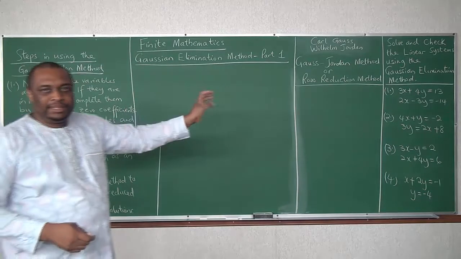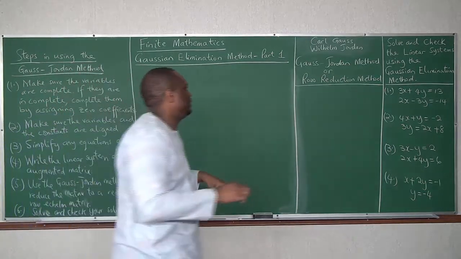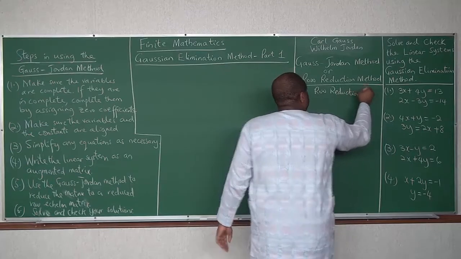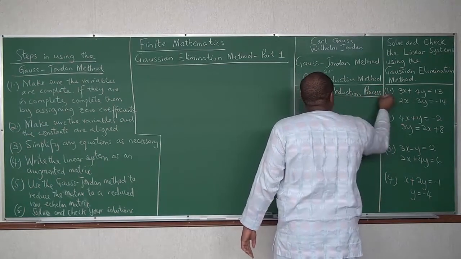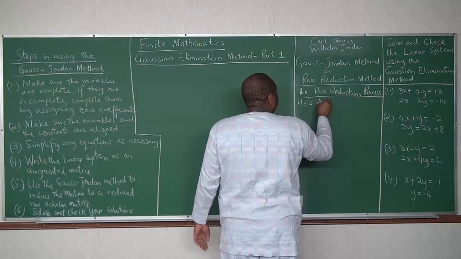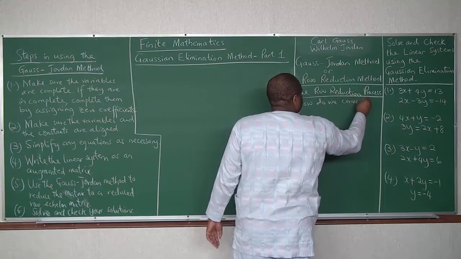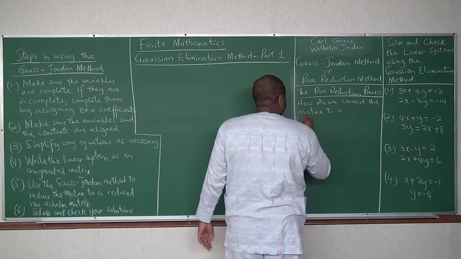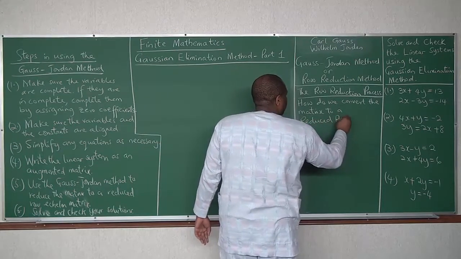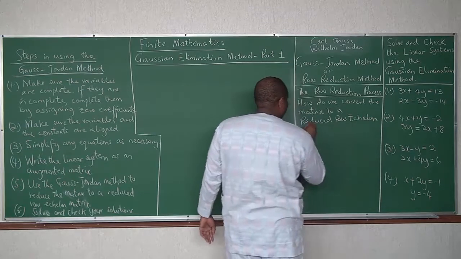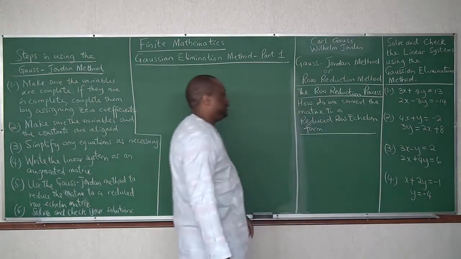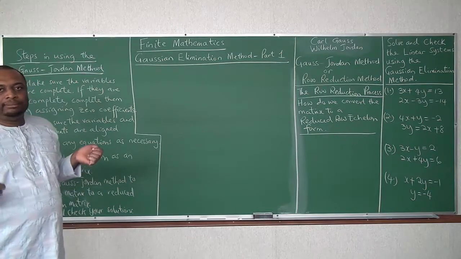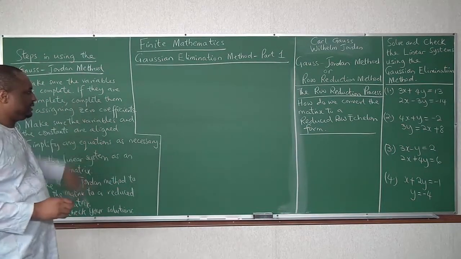We still have to list some steps. Okay, the Gaussian elimination method process, the row reduction process. How do we convert the matrix to a reduced row echelon form? We have kind of discussed this initially, but we shall still have a refresher in this video. So let's get started. I will have to erase this so that I'll have space.